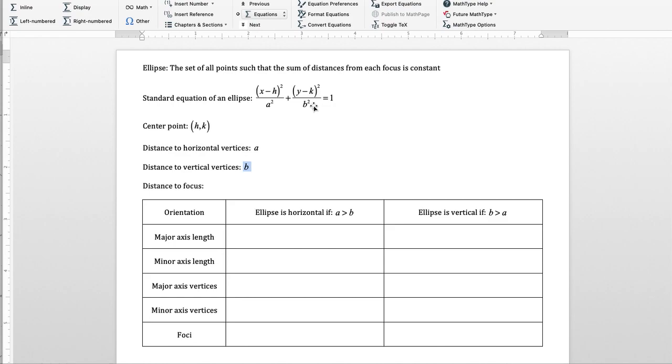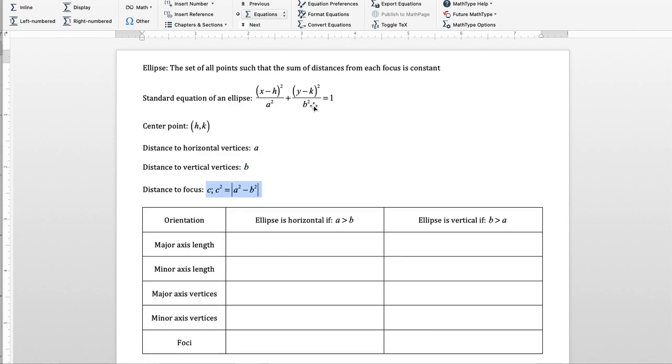Now those purple points, those foci, that's a distance of C away from the center. And so we get the C: C squared equals the absolute value of A squared minus B squared. I put in absolute value so that it is always positive. It's got to be a distance. Grouping everything together here, different characteristics that we look at: the major axis, the minor axis, the major axis vertices, the minor axis vertices, and our foci.